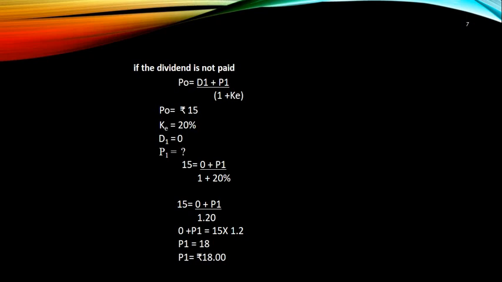So 15 is equal to D1 is 0 because it's not paid, plus P1, we need to find out that one, whole divided by 1 plus cost of equity capital is 20%. So when you substitute all the values, then the P1 will be rupees 18, if the dividend is not paid. The P1 will be rupees 18.